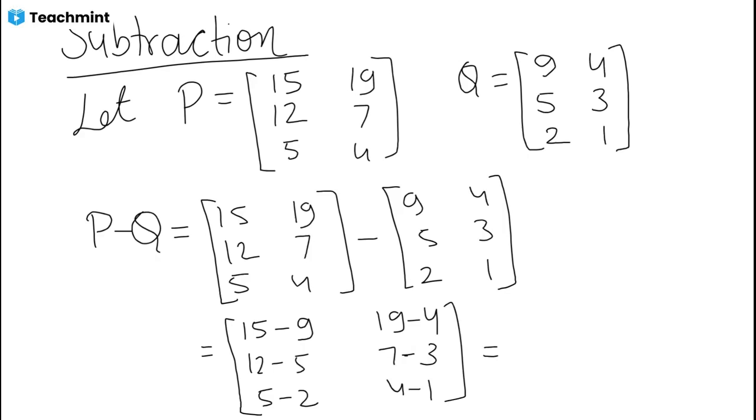So we have the result 6, 15, 7, 4, 3, and again 3. This is P minus Q. Got it? Do you want to ask anything till here which we have done? No, I'm clear, ma'am. Okay, so let us do multiplication now. Multiplication is completely different from addition and subtraction.